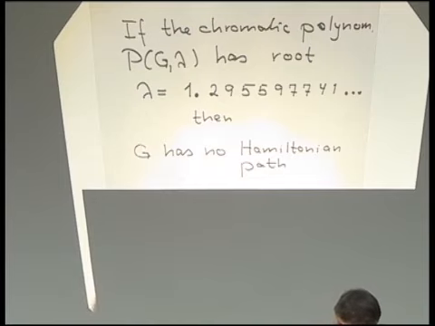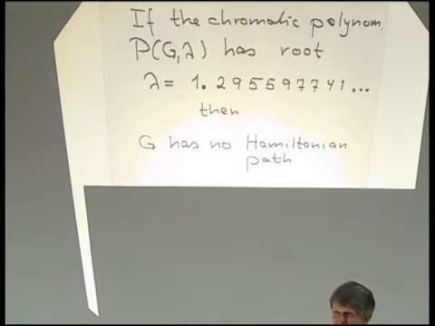I think this is probably not useful for deciding if there is no Hamiltonian path. But from a philosophical point of view, I think it's interesting because it means that if you know everything about colorings of a graph, so you know so much that you know the chromatic polynomial, then in some cases you can make conclusions about Hamiltonian paths.